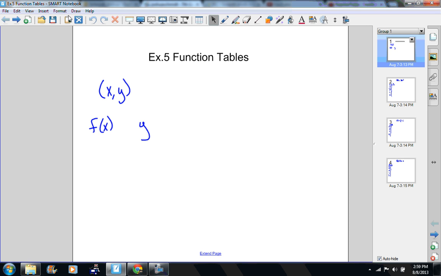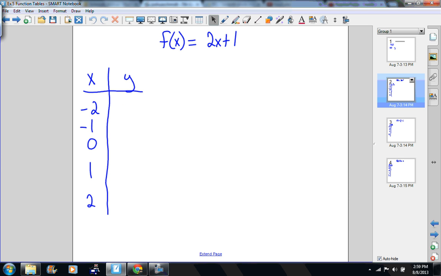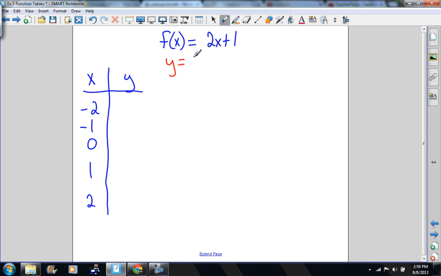So once again, if you're dealing with ordered pairs, remember that the x always comes first in the ordered pair. And remember that f of x and y mean the same thing. So in this equation, we're actually going to change this to say y equals 2x plus 1. And I give you a table here, and this is the table that I like to create.